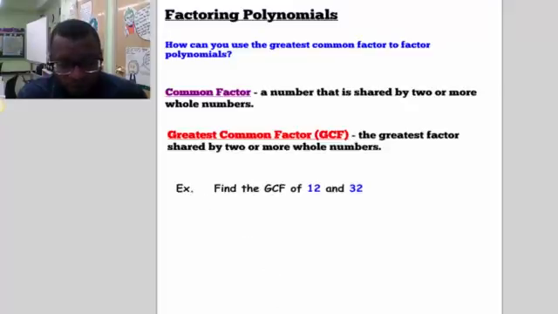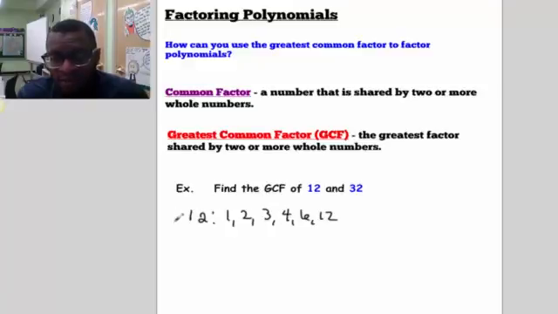Okay, so let's do that. Okay, so we're going to have 12, and the factors of 12 are 1, 2, 3, 4, 6, and 12. And let's just make note, a factor is a number that divides evenly into the beginning number. So for example, 12 divided by 2 would give me 6. I couldn't say 5 because 12 divided by 5 gives me a decimal. Okay? 32 has factors of 1, 2, 4, 8, 16, and 32.